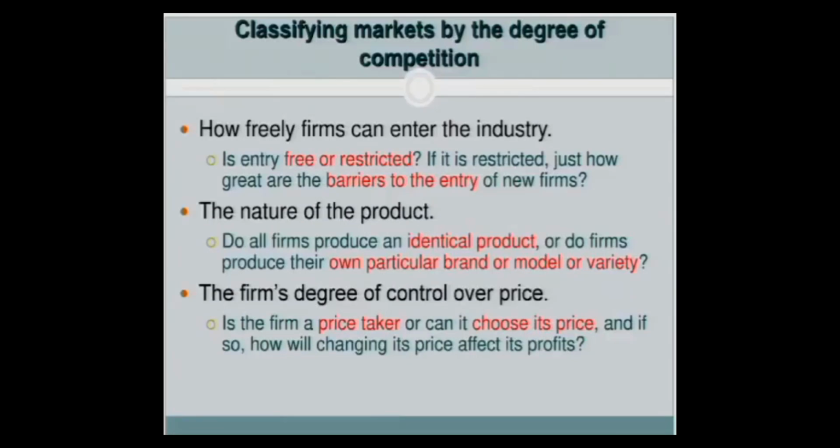Depending on how freely firms can enter the market, we can differentiate between them, whether the collection of firms are operating in perfect competition or imperfect competition. Imperfect competition is anything not perfect competition. So it could be oligopoly, monopolistic competition, or monopoly, right? So whether there is freedom of entry or not determines whether the firm operates in perfect competition or not.